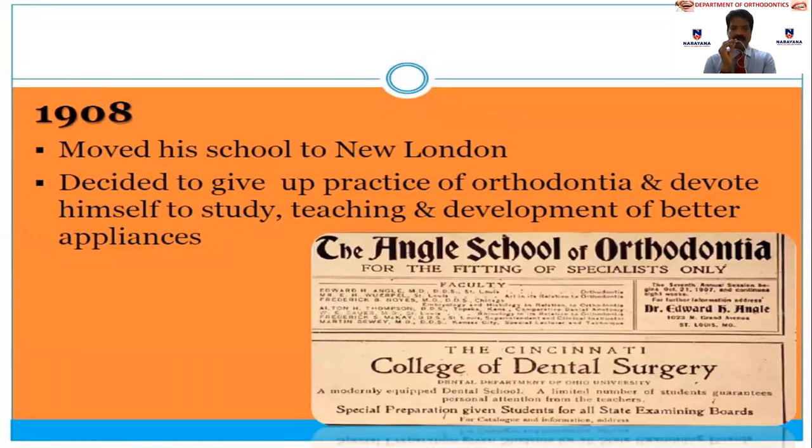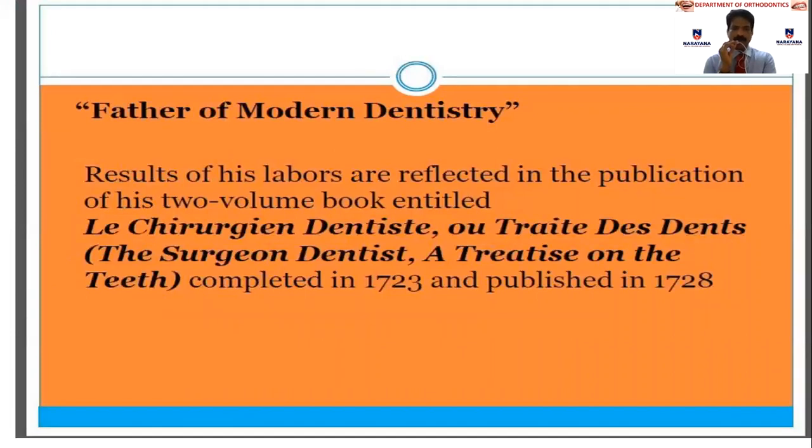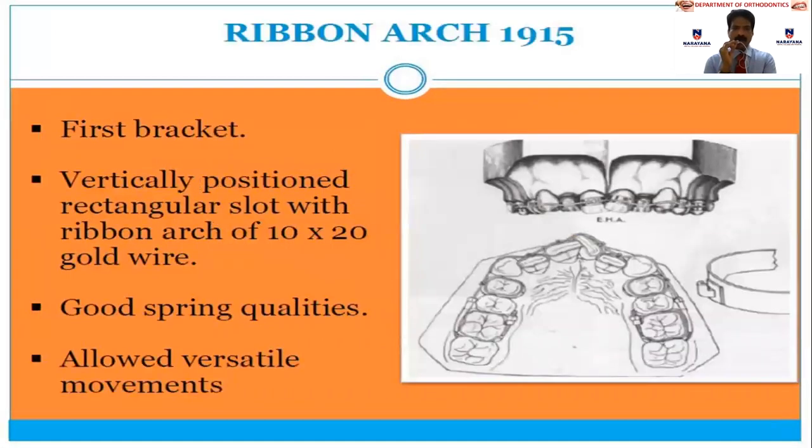So the Angle School of Orthodontia. This is the first school in the world. You can see it is almost 120 years old. That is why I told you orthodontics is the oldest and the largest specialty. The American Society of Orthodontics was formed in 1901. So the father of modern orthodontics has given the ribbon arch appliance.